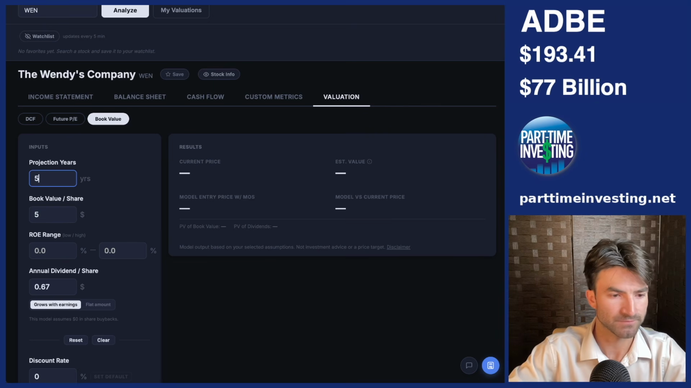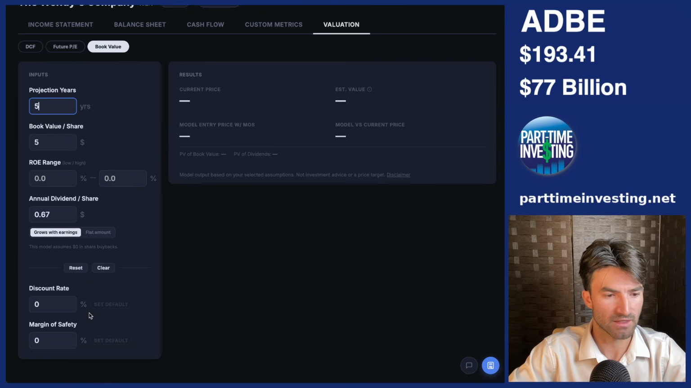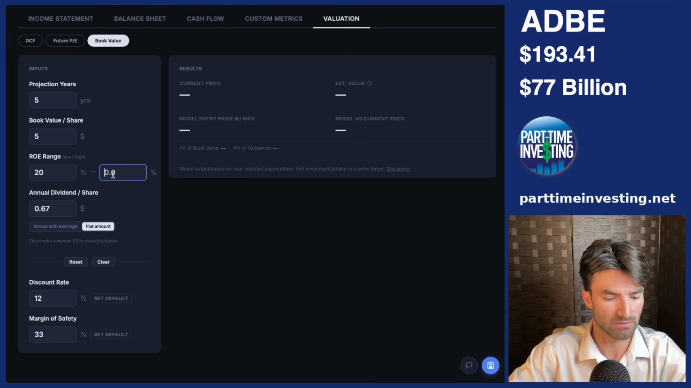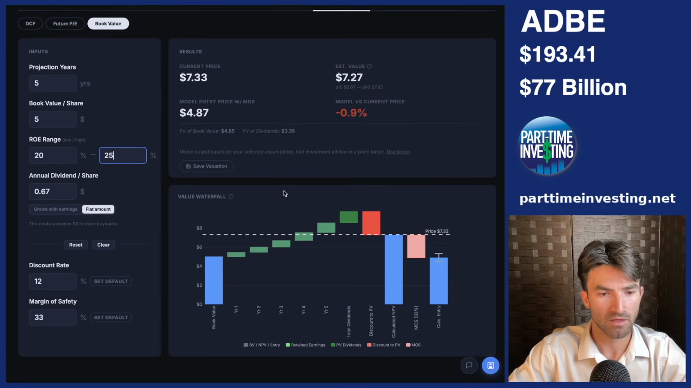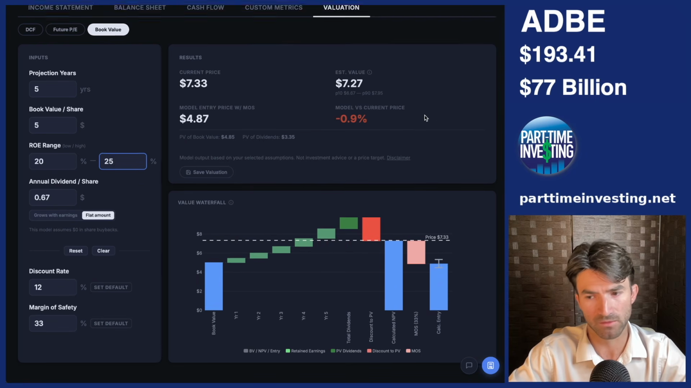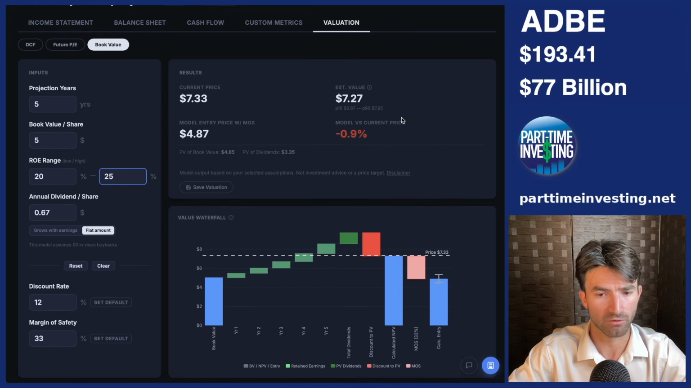But it's basically just a waterfall chart of the equity. Let's see. I'm just making up numbers at this point. But it shows you what your book value is now, what your retained earnings are. It discounts those back to net present value, adds your margin of safety to give you a calculated entry price. So that's another one I really like as well.